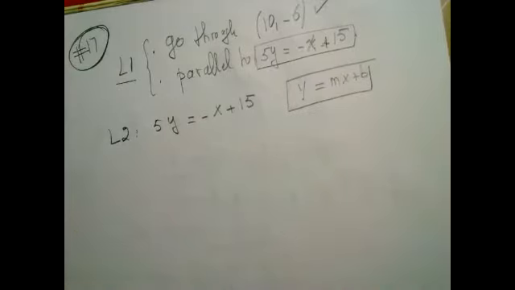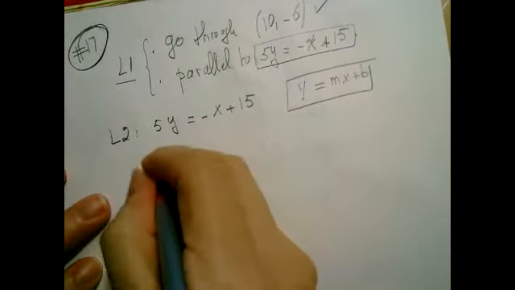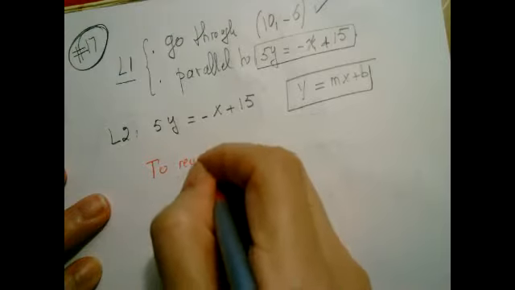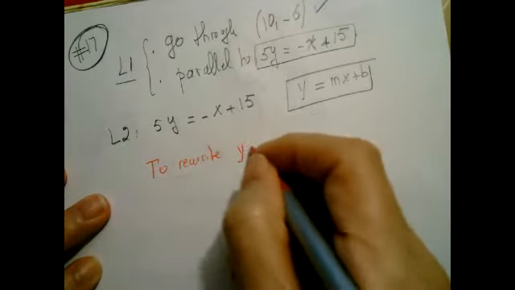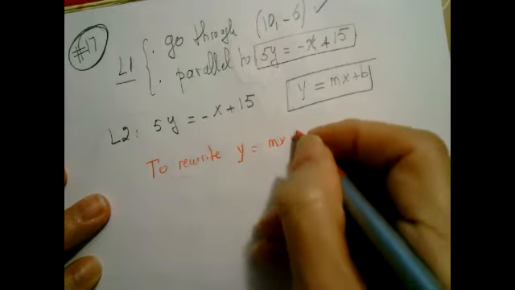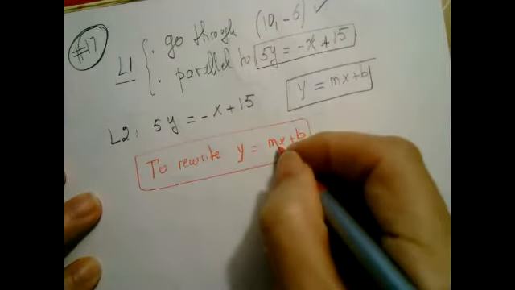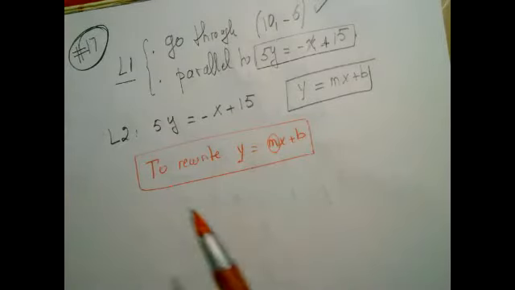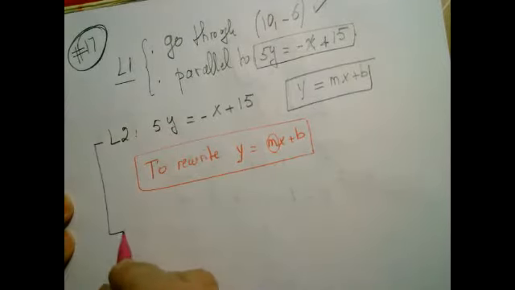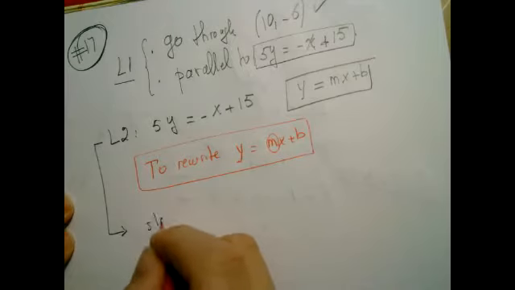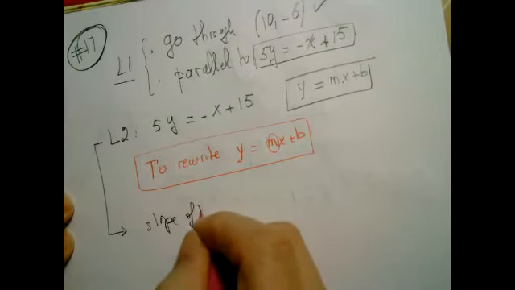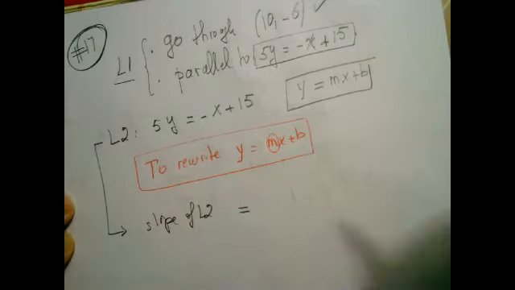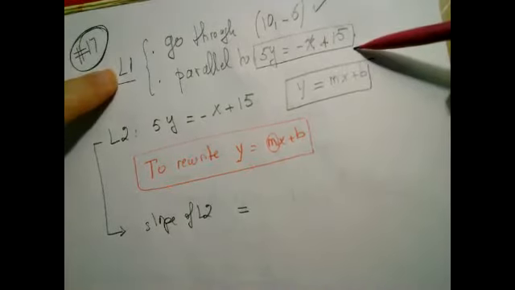We need to rewrite it, and that's crucial, otherwise you cannot pick up the slope. Once I rewrite it under this form, the coefficient of x, what x is multiplied by, is the slope. So what's going to be the slope here? What's the slope of the line L2? Equal to, because L1 and L2 are parallel, they have the same slope.